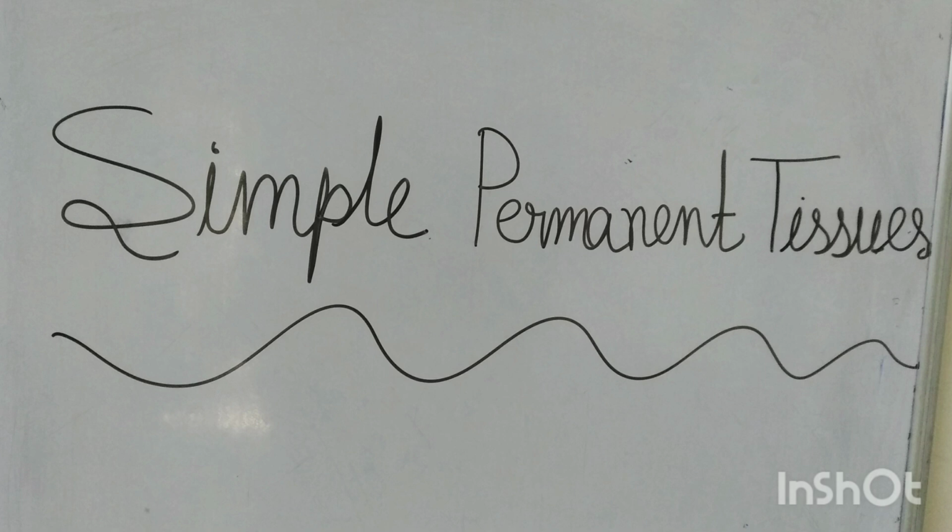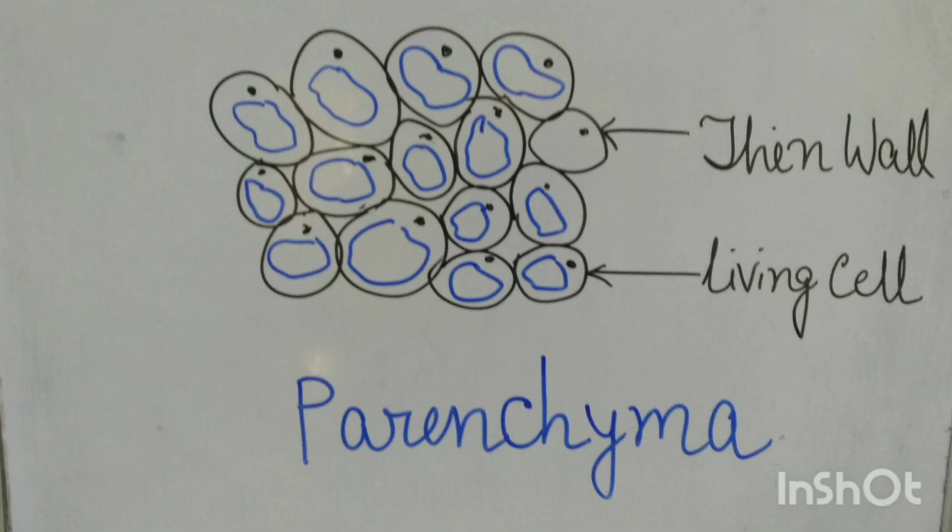Now, first, what is tissue? Tissue is a group of similar cells that work together to perform a specific function. In general, plants have two types of tissue: simple permanent tissue and complex permanent tissue.